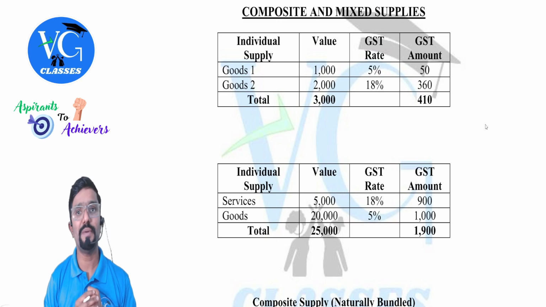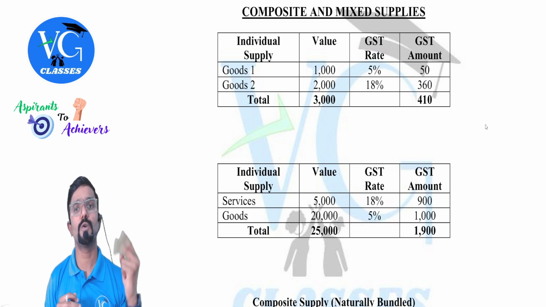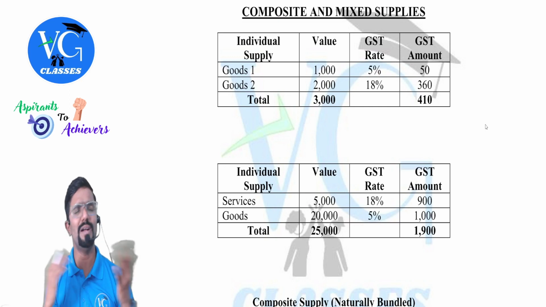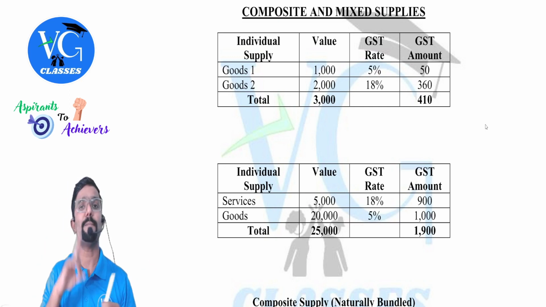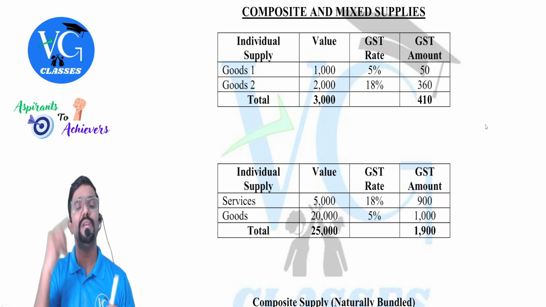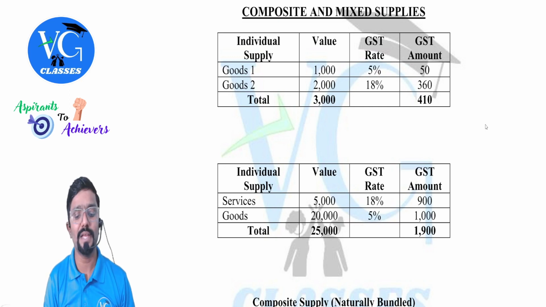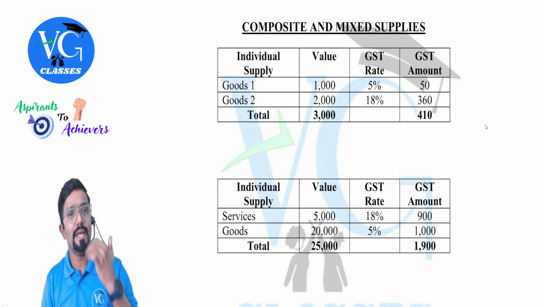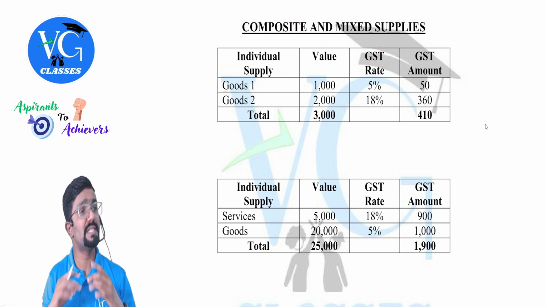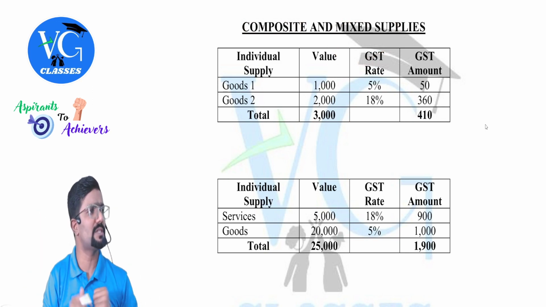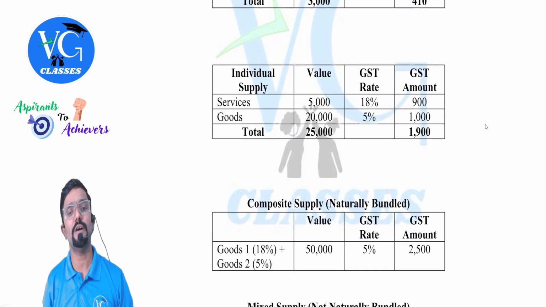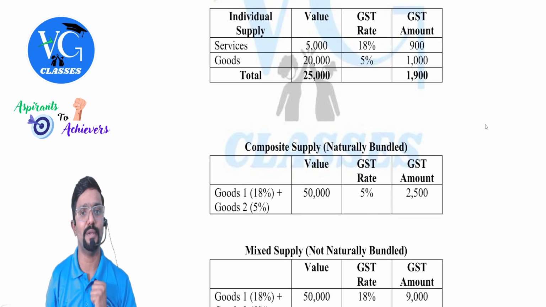So I repeat: when two or more goods or services, or one good and one service, or multiple goods and multiple services, are supplied for a single price, we need to identify whether that supply is a composite supply or mixed supply. In this case, sir, is it supplied for a single price together or as individual supplies? Individual supply. So we need not check whether it is composite or mixed.